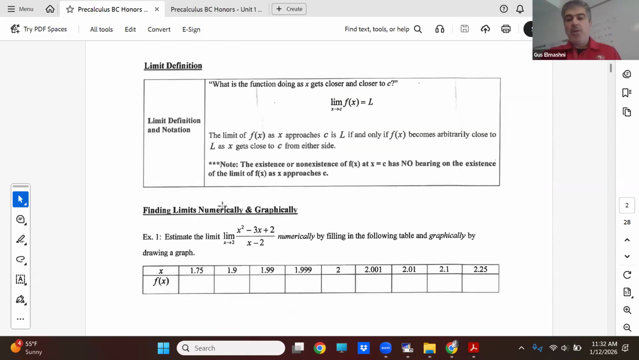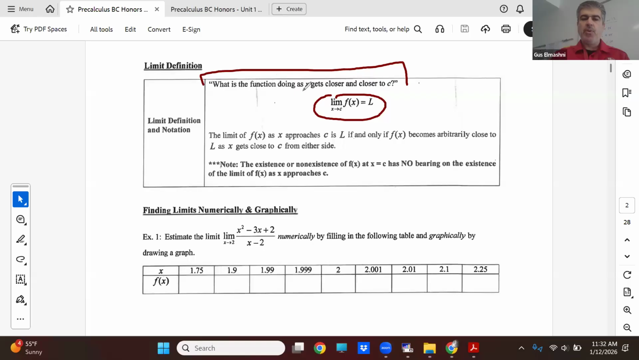Okay. So the notation. This right here is exactly the same as what you see in quotes here. What is the function doing as x gets closer and closer to c? So it's easier to write in the notation, right? The notation is going to be an easier way of doing it. Or another way to think about it: the limit of f of x as x approaches c is L if and only if f of x becomes arbitrarily close to L as x gets close to c from either side.